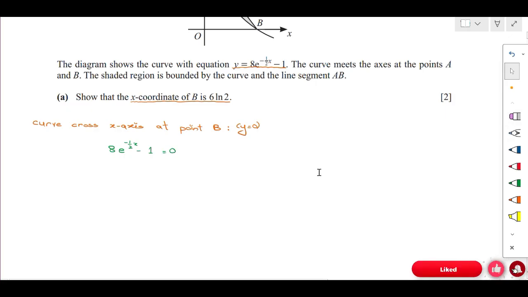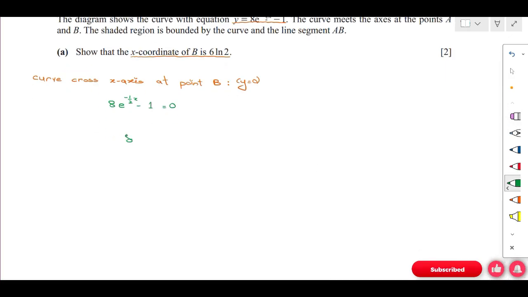Now we can say 8e to the power minus x by 2 is equal to 1. We shift the 1 to the other side. e to the power minus x by 2 is equal to 1 by 8, divide by 8. Now applying natural log on both sides, natural log of e to the power minus x by 2 is equal to natural log of 1 by 8.